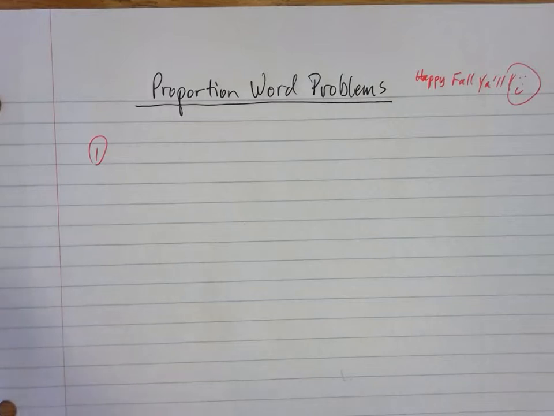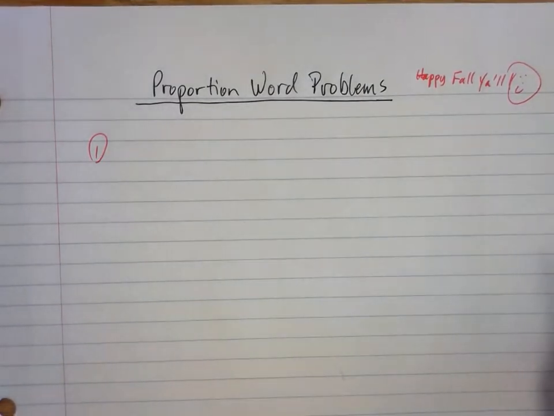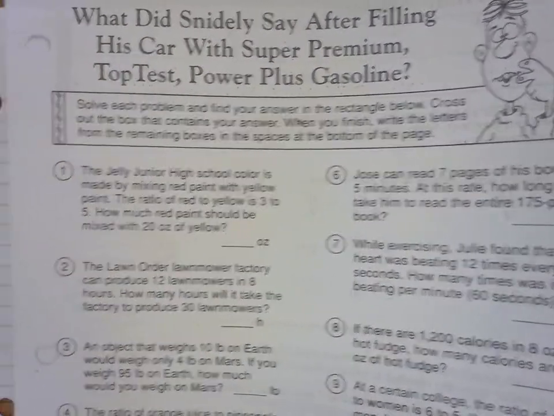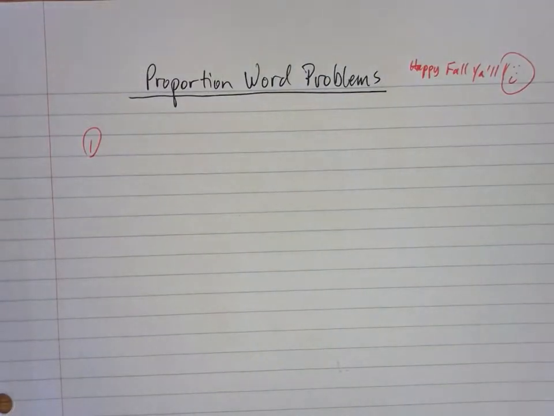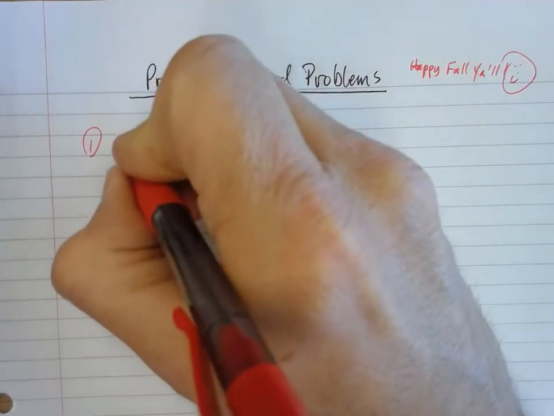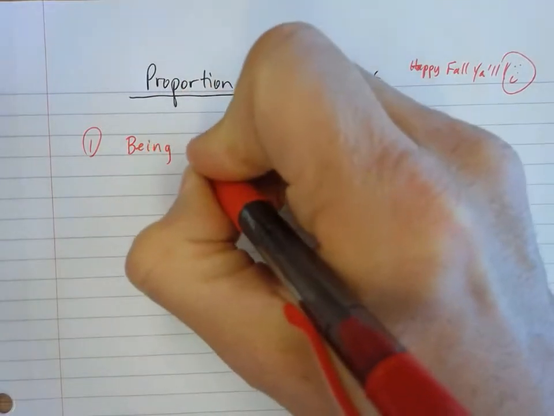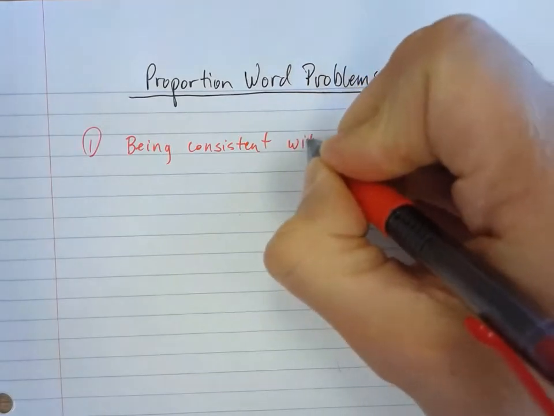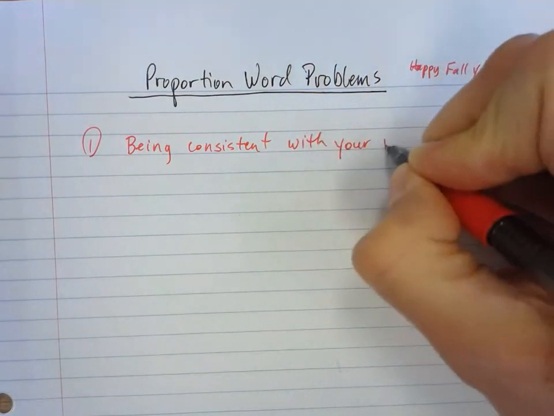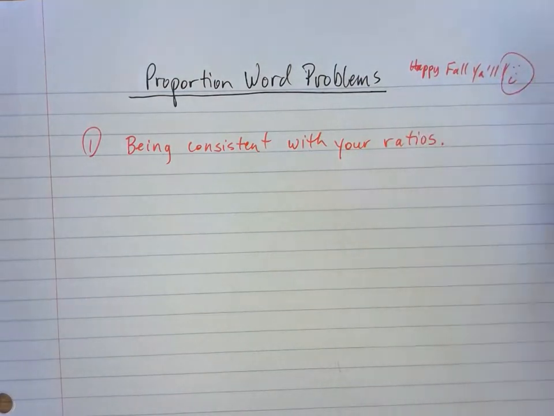That is a classic. All right, so just to let you know, you're going to be looking at some of these word problems like this, or maybe some of these word problems down here like this. And you've got to set up a proportion to make those work, okay? So I'm going to talk to you a little bit about being consistent with your ratios to start off with. So you got to be consistent, all right?